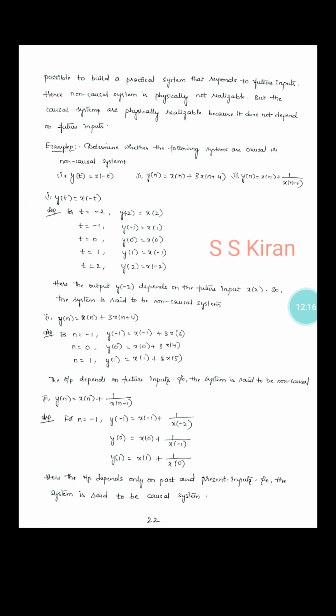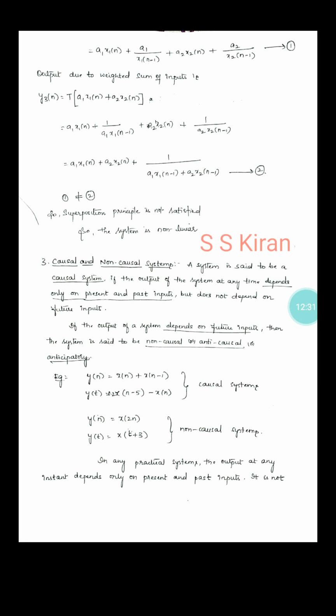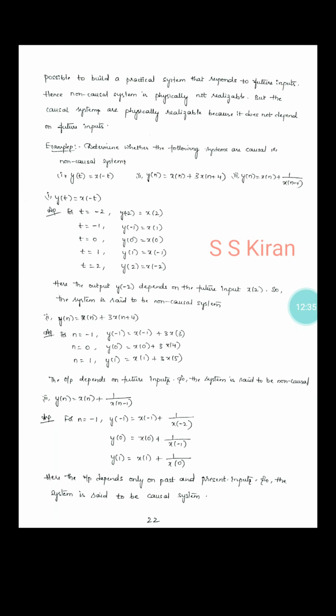See here, the output y of minus 2 depends on the future input, that is x of 2. So the system is called a non-causal system. What did the definition say? If the system depends on the future inputs, then the system is said to be non-causal. Same operation happened here. Hence the output y of minus 2 depends on the future input, that is x of t. So the system is said to be a non-causal system.